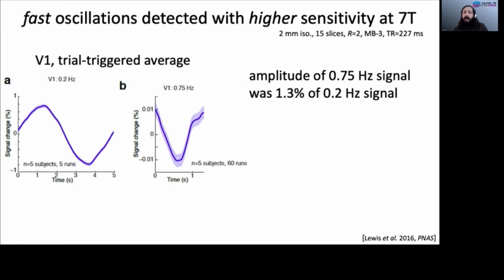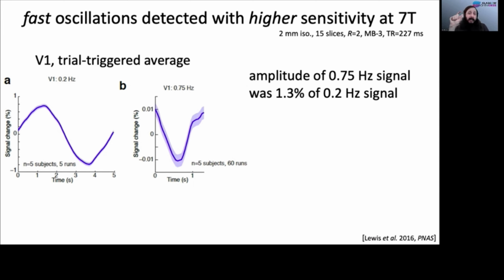So in these trial-triggered averages, you can see that the BOLD signal was able to track both 0.2 hertz oscillations as well as oscillations as high as 0.75 hertz at 7 Tesla. This is a far higher frequency than what we had imagined that we could detect. Note the vertical axes on these plots.